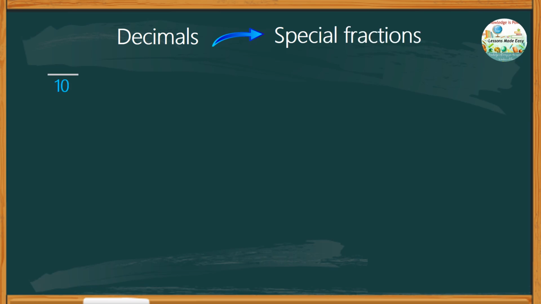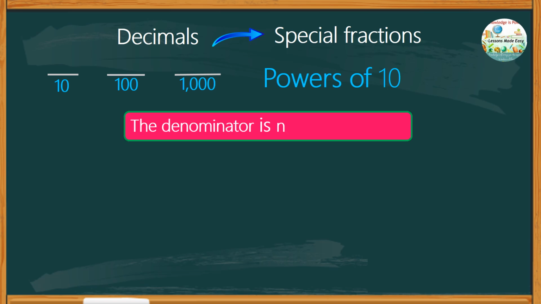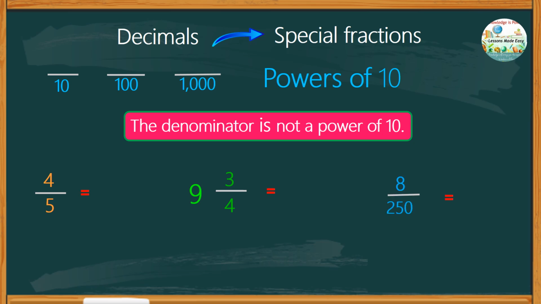As we said, decimals are special fractions with denominators of 10, 100, 1000, or other powers of 10. So how do you convert a fraction to a decimal where the denominator is not a power of 10? For example, 4 over 5, 9 and 3 over 4, and 8 over 250. How do you go about this?